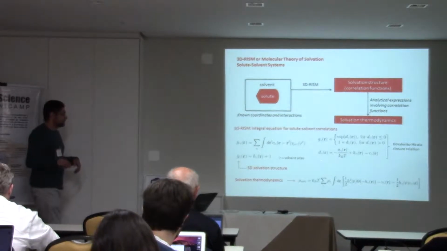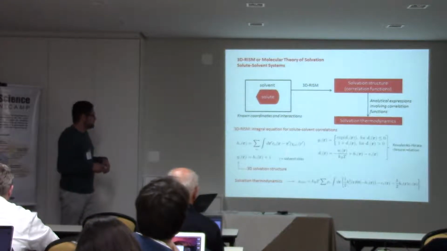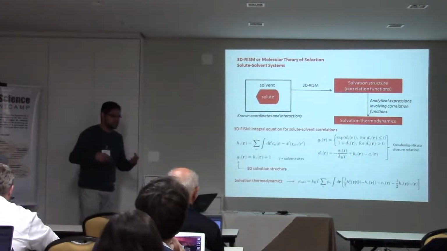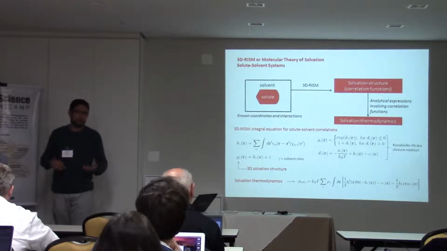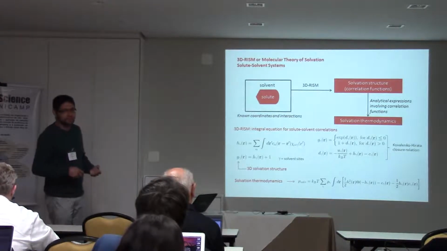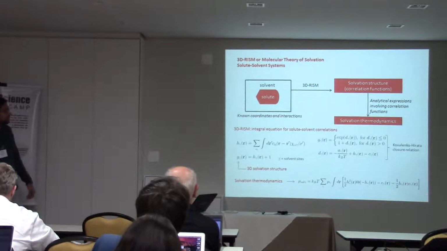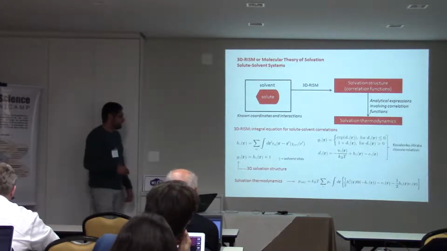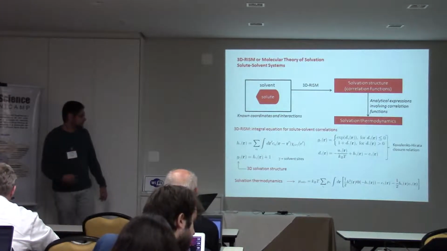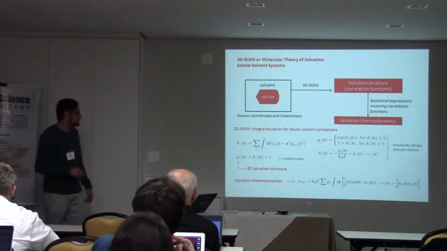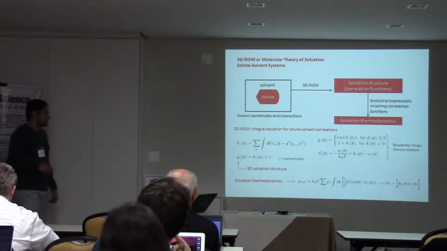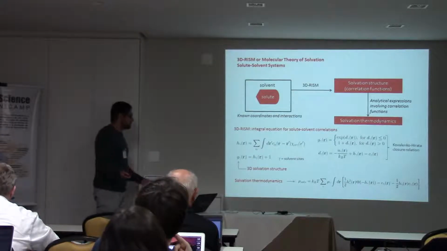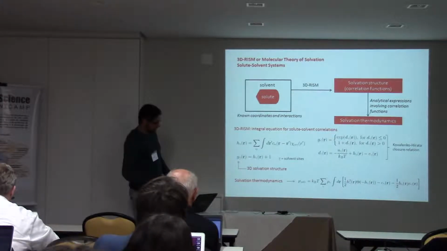So these are the integral equations. I'm not going into detail, but once you know the correlation functions, the distribution functions, there are a lot of analytical expressions that can be used to compute the solvation thermodynamics. For example, here we have the chemical potential, or solvation free energy, as a function of the correlation function. It's an integral over all the space.